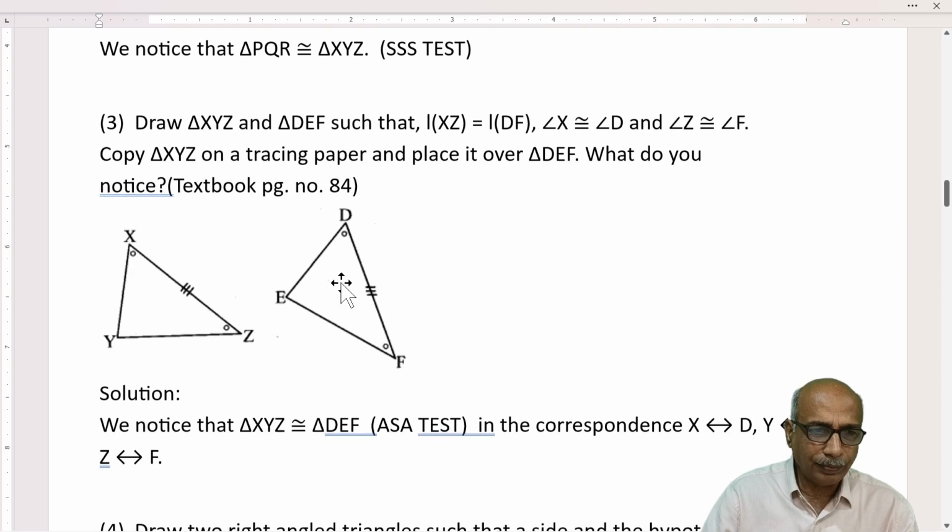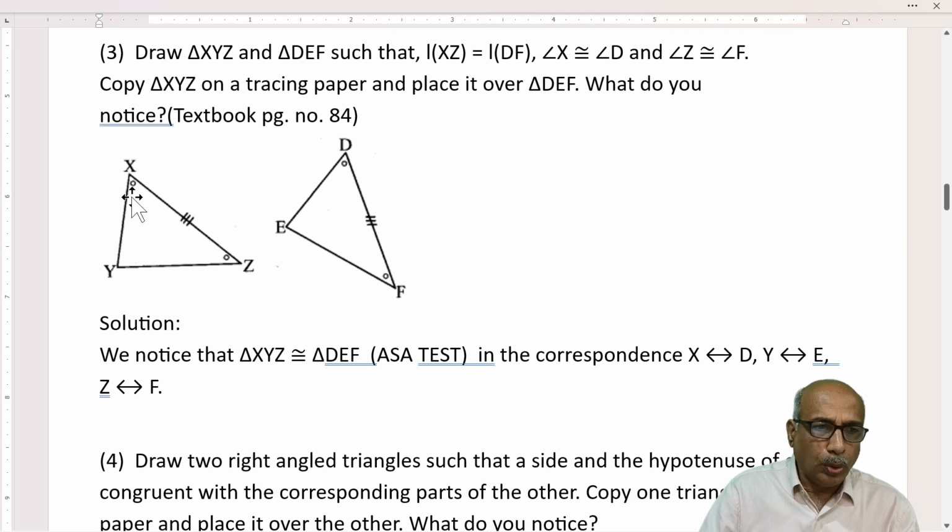Next figure. Two angles are congruent and included side is congruent in between. So here we notice that these two triangles are congruent by ASA test. So the one-to-one correspondence: X corresponds to D, Y to E, and Z to F. Very clear?